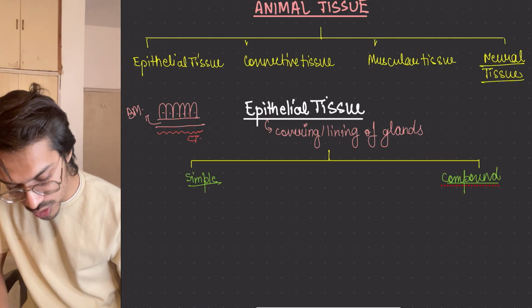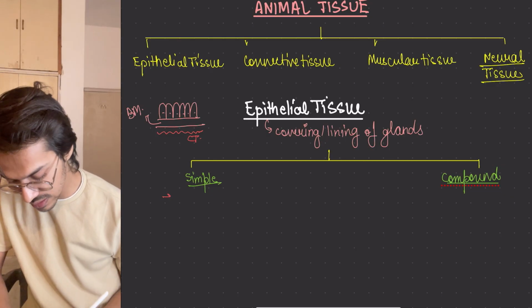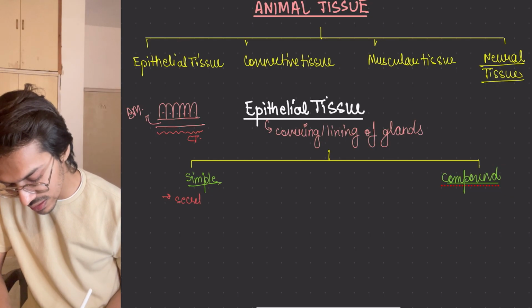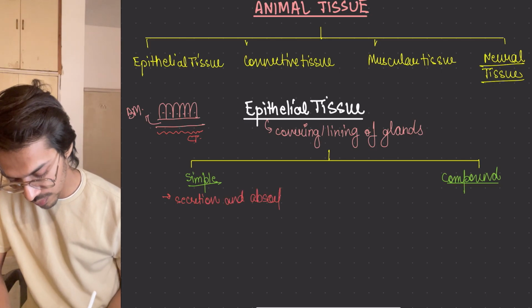So simple and compound tissue. Now the major thing is what their function is. The major function of the simple tissue is that it does secretion and absorption.